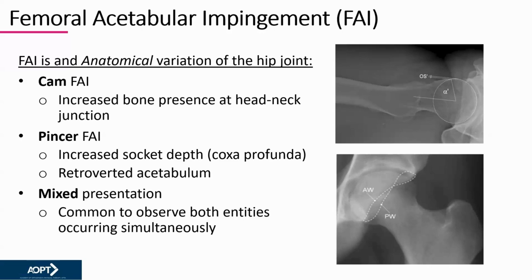When you have an increased bone presence at the head neck junction, the term that you'll see in the literature is CAM FAI, as shown in the upper right-hand corner. It increases the offset of the femoral head neck junction. Pincer FAI is a term that represents acetabular involvement. Now, this could be via increased socket depth, so a deep acetabular socket, you'll hear the term coxa profunda, or a retroverted acetabulum. The net result of either, or a combination of both, will be increased coverage of the femoral head by that socket, by the acetabulum.